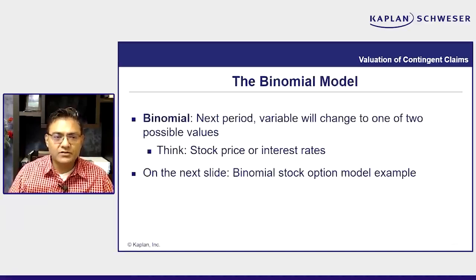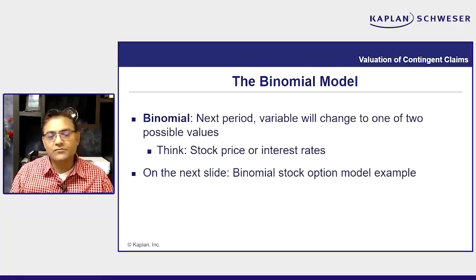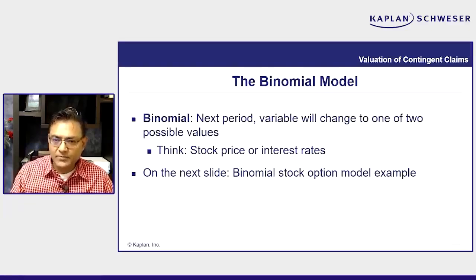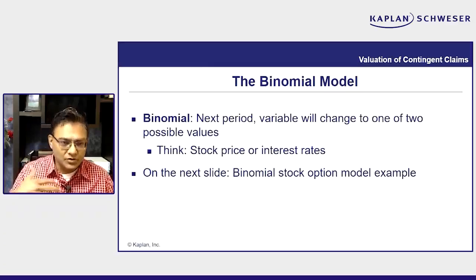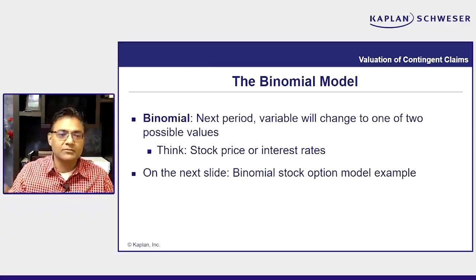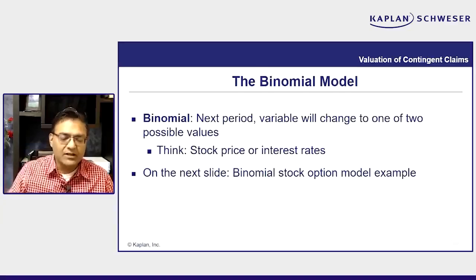All right, let's move on to the binomial model. So the binomial model, basically, as we already know, binomial means what? One of two possible outcomes. So in the next period, the value of the variable will change to one of two possible values. So we have already seen the binomial interest rate trees. Remember, one of two possible interest rates, up or down.